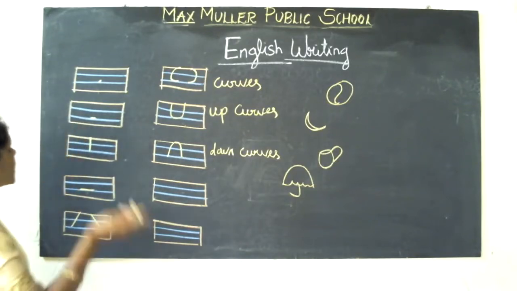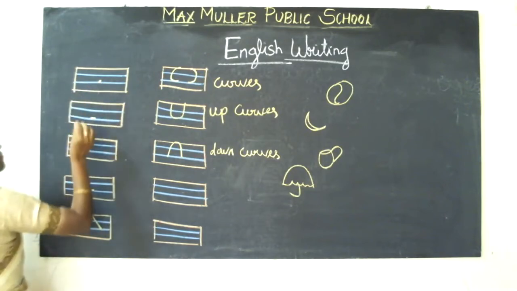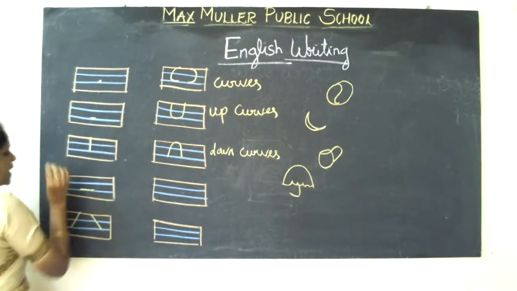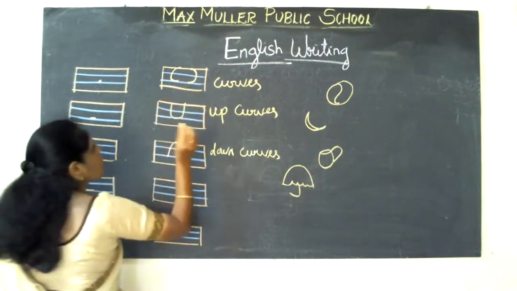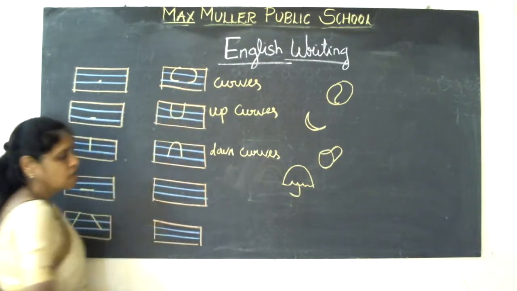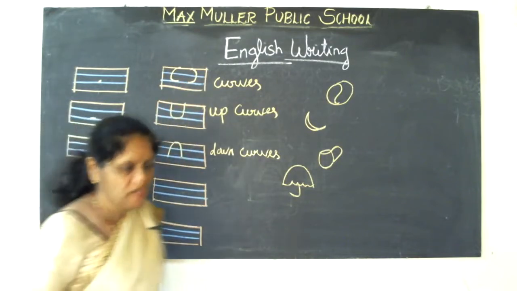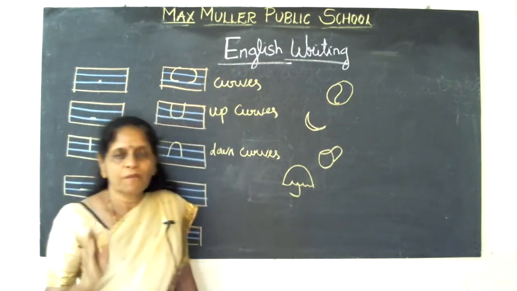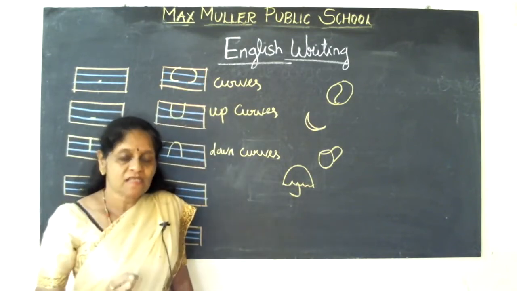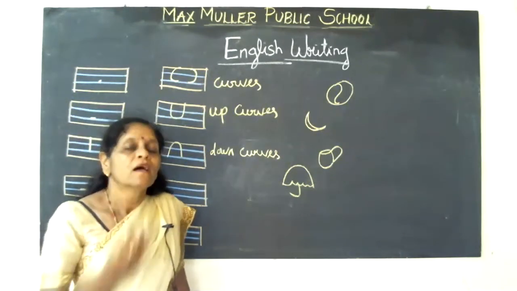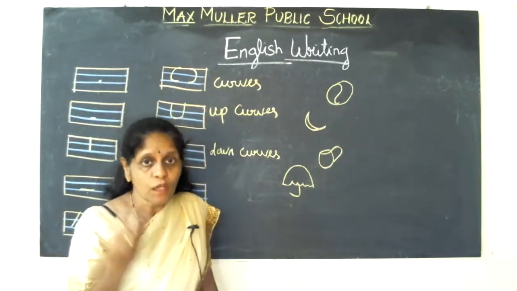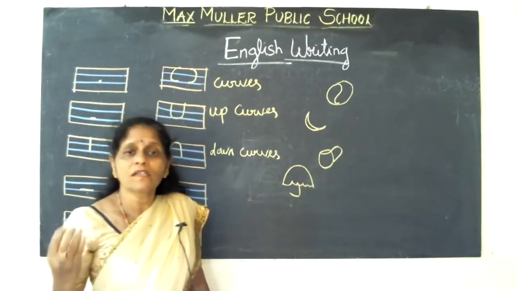Okay, children. So again, I'll teach you dot, dash, standing line, sleeping line, slanting line. Curves, up curves, down curves. Okay, children. So today you learned the next three pattern writings. So in the next class, I will ask you, which is this? You should tell, children, whether it is curve, dot, dash or sleeping line.